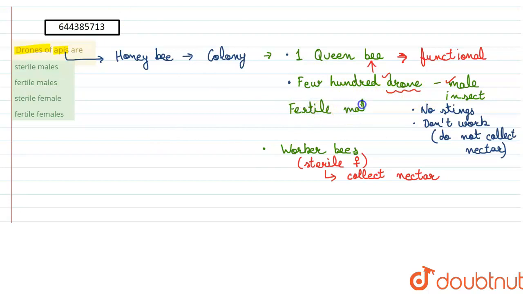They represent fertile male. So our correct option would be option B. They are fertile males.